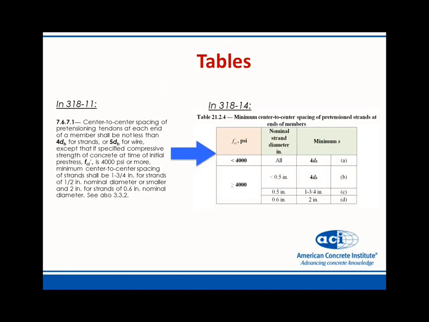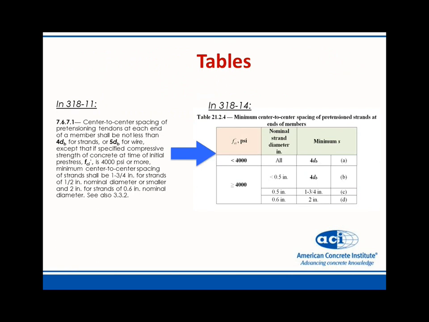The classic, and this is kind of the icon tongue twister in the 2011 version of the code, there's no better example for this simplification than this one. If you were a designer in the 2011 edition of the code, designing a pretensioned member and you wanted to know what the minimum spacing was for the pretensioning tendons at the ends of the member, you'd have to go to section 7.6.7.1, and it's kind of fun to read it.